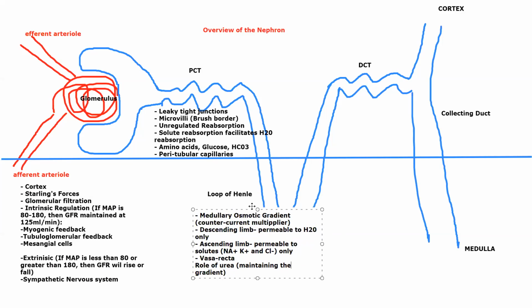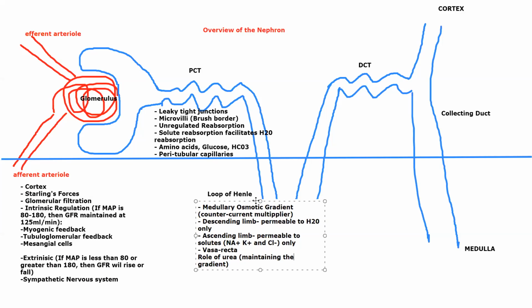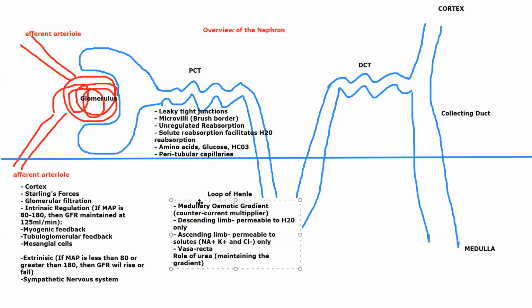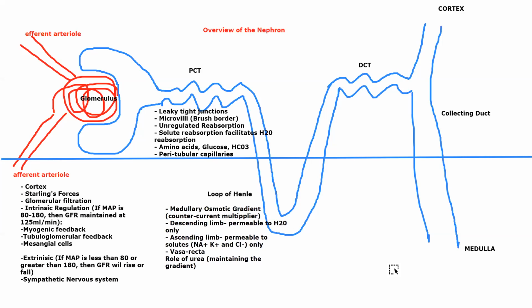Yeah, and I think that's it as far as the loop of Henle. Let's bring this out a little bit. Okay, now we speak about the distal convoluted tubule and the collecting duct pretty much as one. The features here overlap, so we'll talk about them.